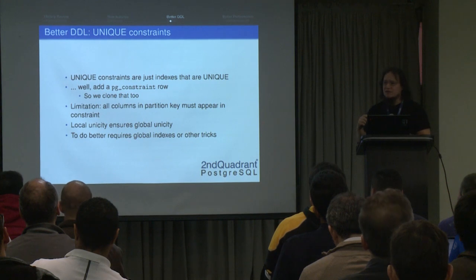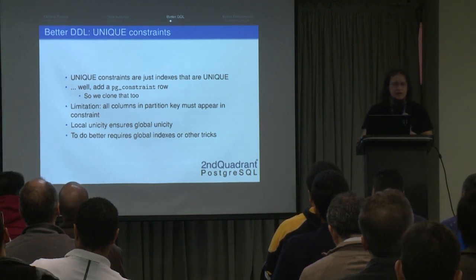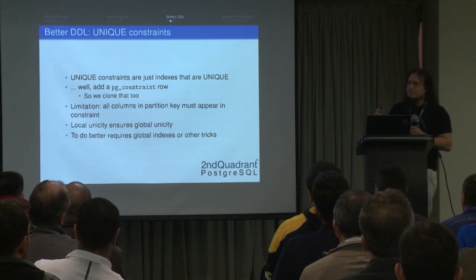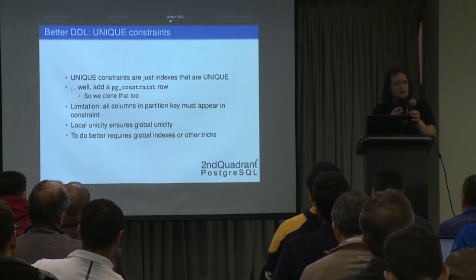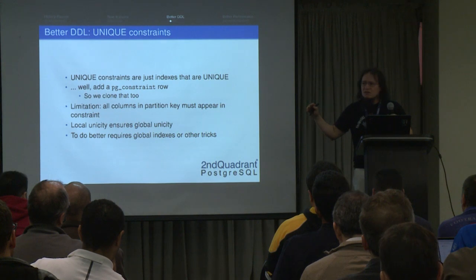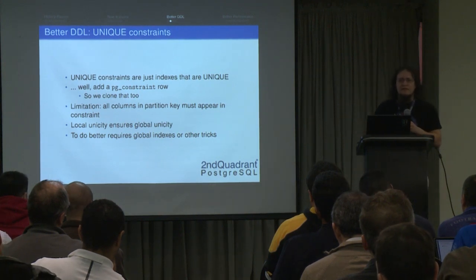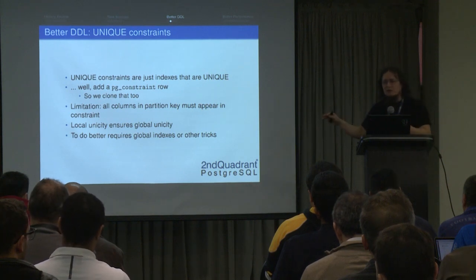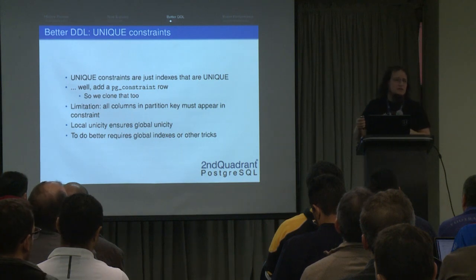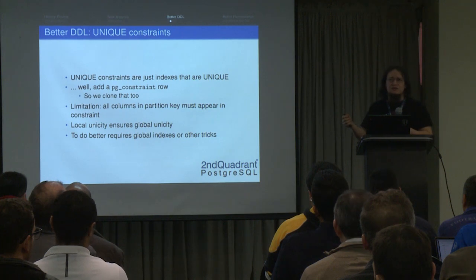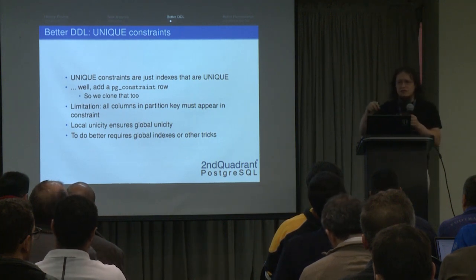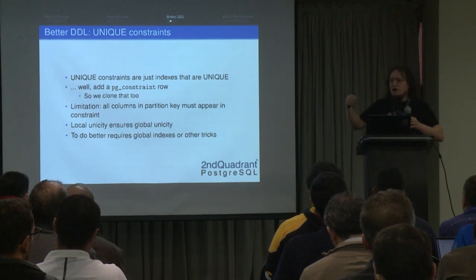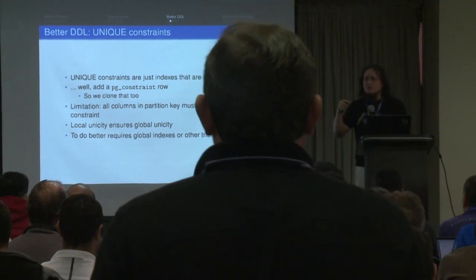But there is a serious limitation here, which is that all the columns in the partition key must appear in the constraint. This means that each individual index on each partition is enough to satisfy the global property of uniqueness. If we wanted to have a unique index across the whole set, we would have to have a global index that spans the whole partitioning hierarchy. Or maybe use some other tricks, such as what INSERT ON CONFLICT UPDATE does, which is to insert tuples, called speculative tokens, in each index, and then figure out which partition the value actually belongs into.